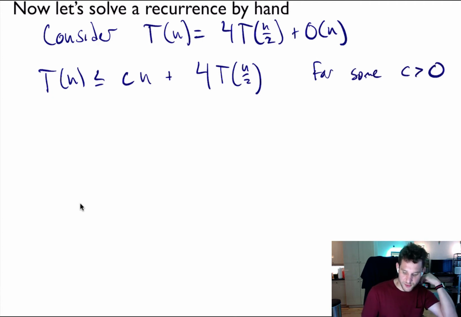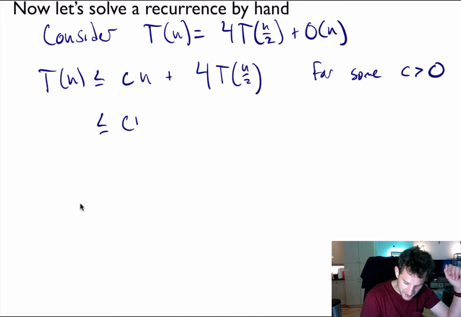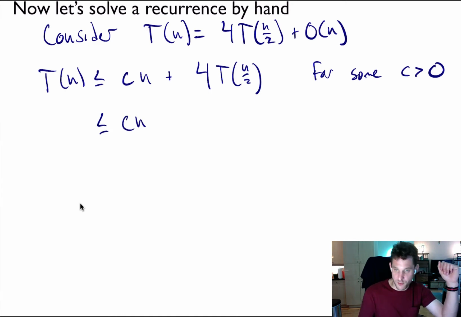Right? That's what it means for something to be O of n. Whatever this term is right here, we can say that it's just upper bounded by some constant times n. All right, let's keep expanding here. We can write that this is less than or equal to c times n, and now we're going to replace t of n over 2 using the exact same inequality.